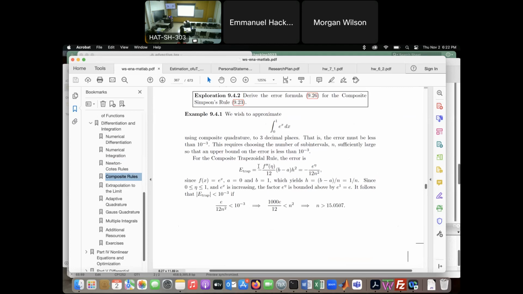Okay, so here's the error formula that I just derived for a composite trapezoidal rule. Now my integrand is e to the x, so the second derivative will be e to the eta. And then I'm using the fact that h is equal to (b minus a) over n. So once I take that into account, and also the fact that a is equal to 0 and b is equal to 1, my expression for the error simplifies to this.